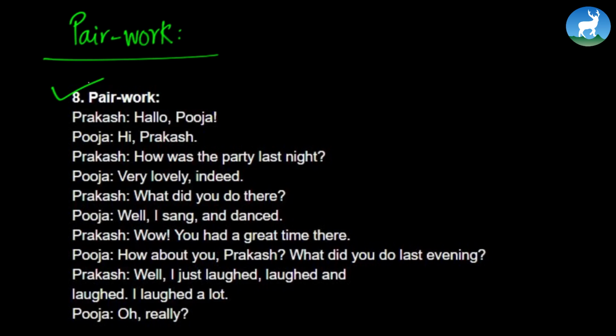So that's the conversation that goes between Prakash and Pooja. You can act the conversation. You can go through the conversation over and over again as you like. So yes, do that. Enact the conversation. That's the pair work. Now we'll move on to the grammar portion.